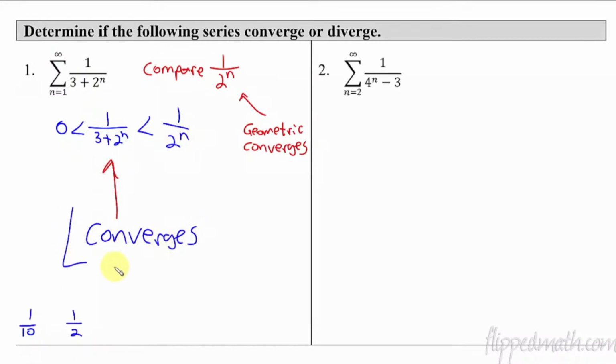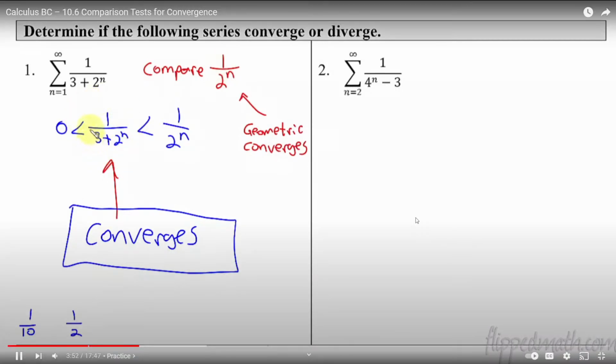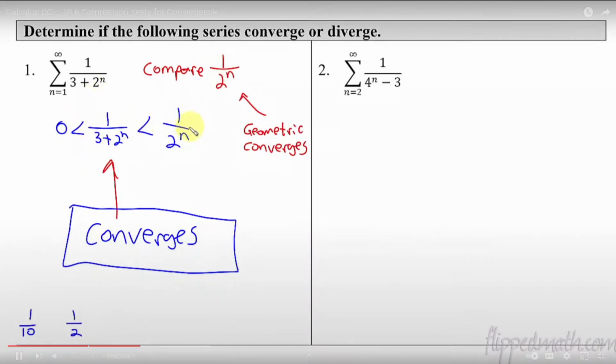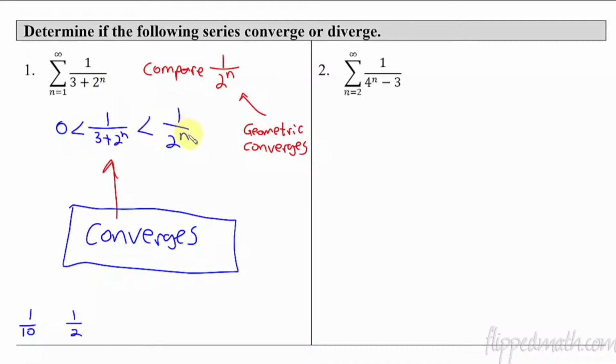Why? Because of the comparison test. Now, if the thing that I was comparing to diverged, then I could not make any conclusion about this. So you have to be careful about that. There would be no conclusion if this thing diverged. I would have to come up with something else to compare it to.